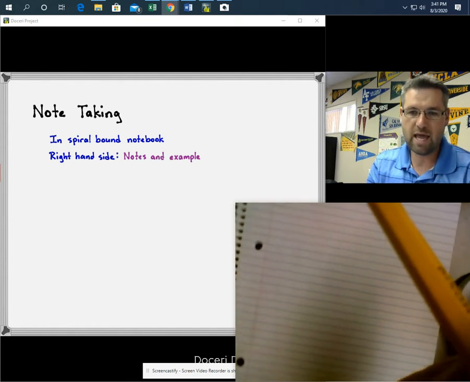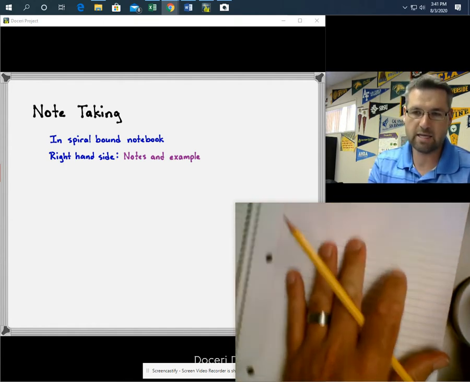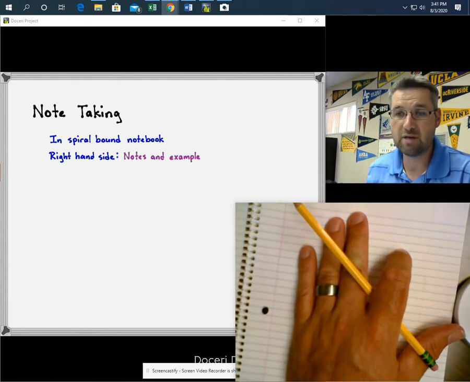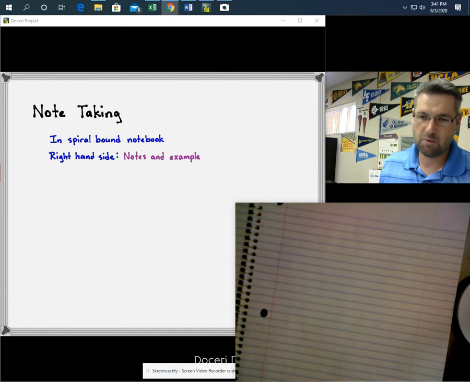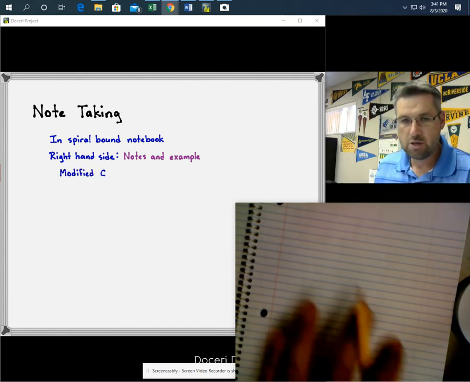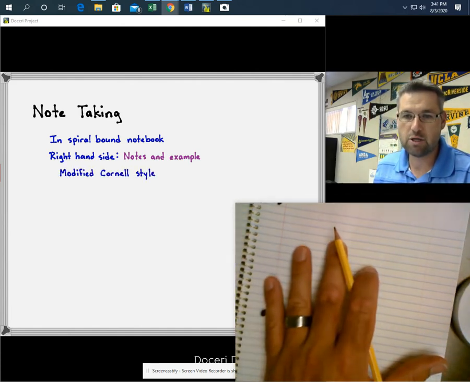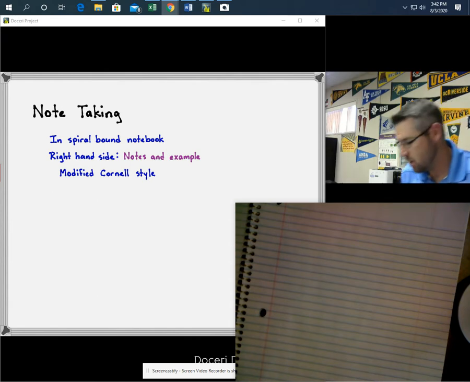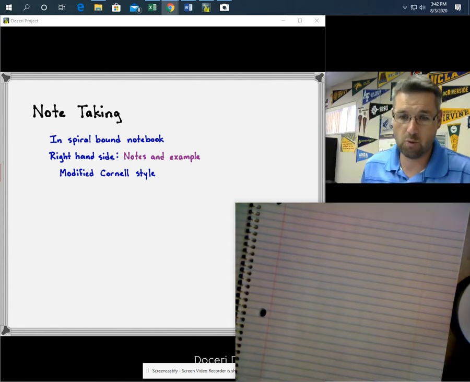Now, on the right-hand side over here, you're going to take any notes, examples, definitions, things like that. And then we'll talk about the left-hand side in a second. On the right-hand side, you're going to use modified Cornell-style notes. Well, what does that mean? Maybe you've never been introduced to the idea of Cornell notes. That's okay. We're going to talk about it right now.